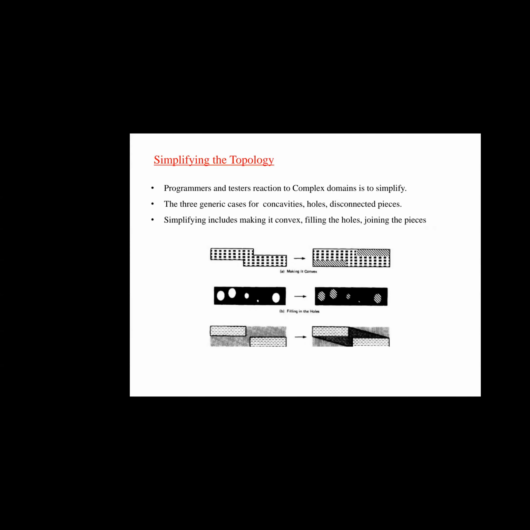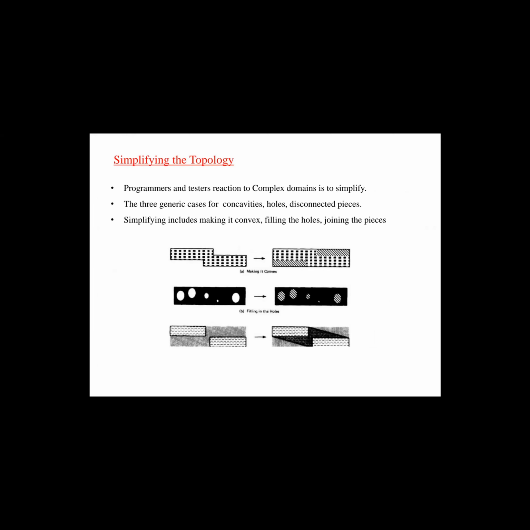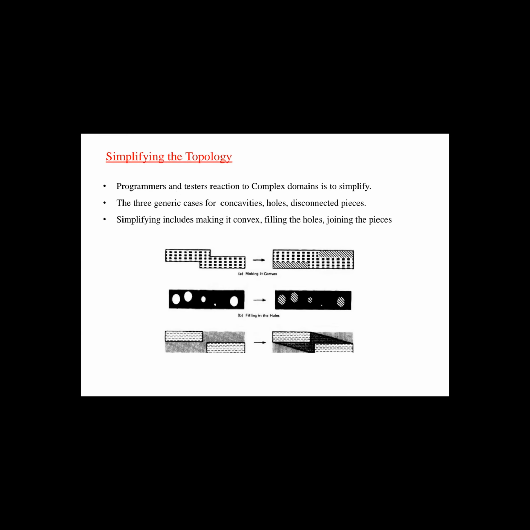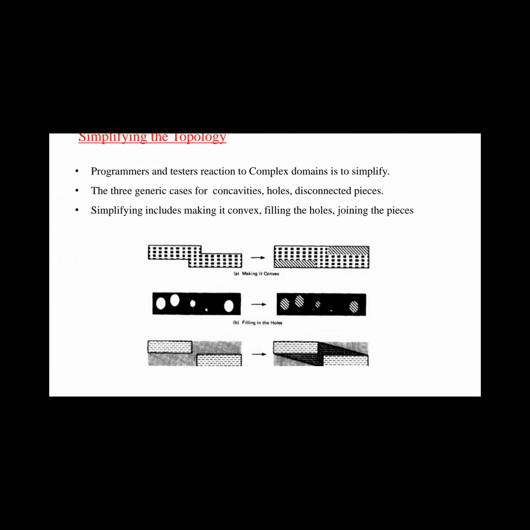Okay. So the next one is simplifying the topologies. We have other conflicts like this: convex representations. Programmers' and testers' reaction to complex dimensions is simplification. See, the left side diagrams are complex domains and the right sides are the simplified domains. The three general cases of concavities: holes, disconnected pieces. The first one has the missing boundary.